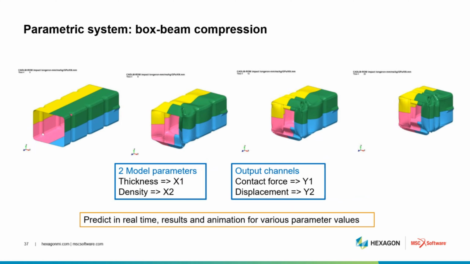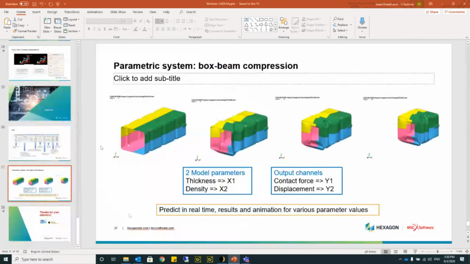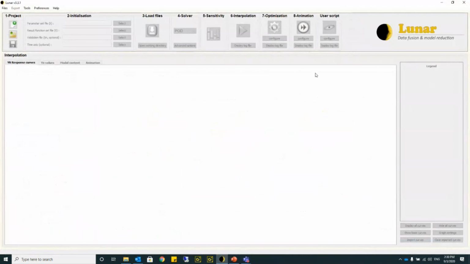It's a parametric system. It's a box beam compression. We have 2 model parameters as input, thickness and density, x1 and x2. And the output from simulation was contact force y1 and displacement y2. We want to predict in real time results and animation for various parameter values. So let's go to Lunar. This is the interface of Lunar.